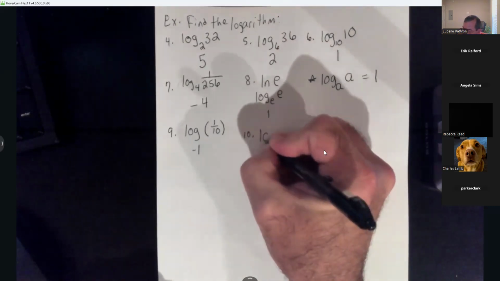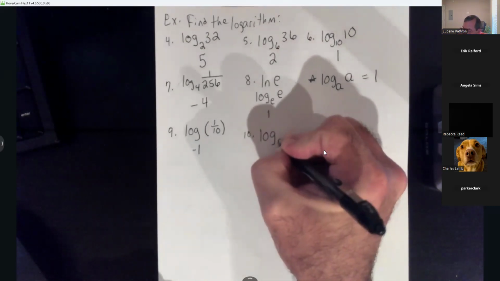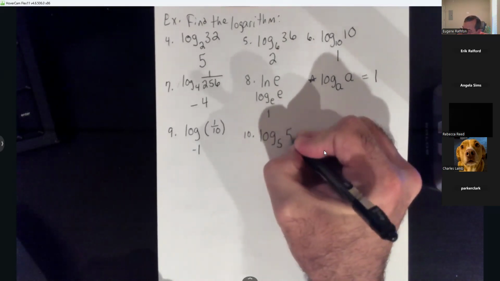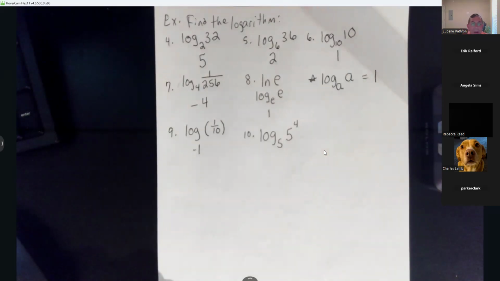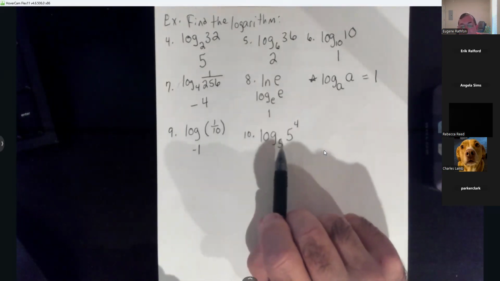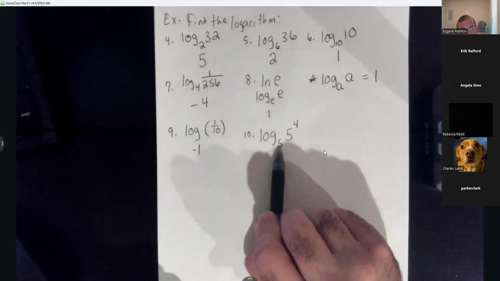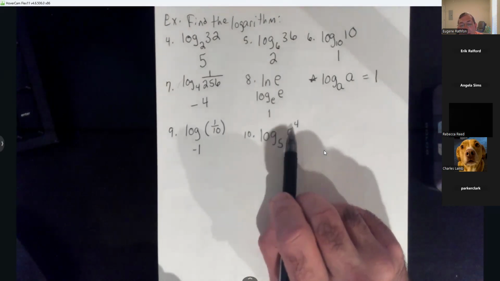All right, y'all, here's another one. Log base 5 of 5 to the 4th power. What exponent would I raise this 5 to make it look like a 5 to the 4th?